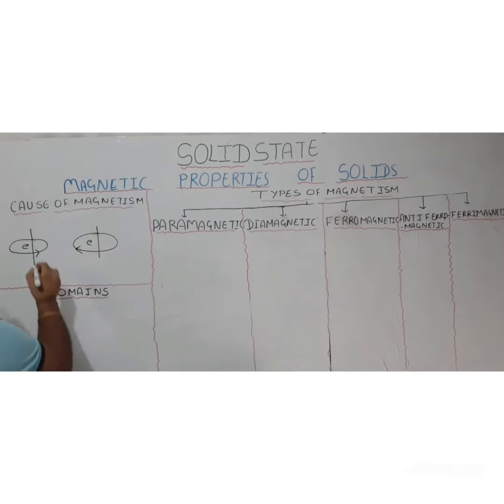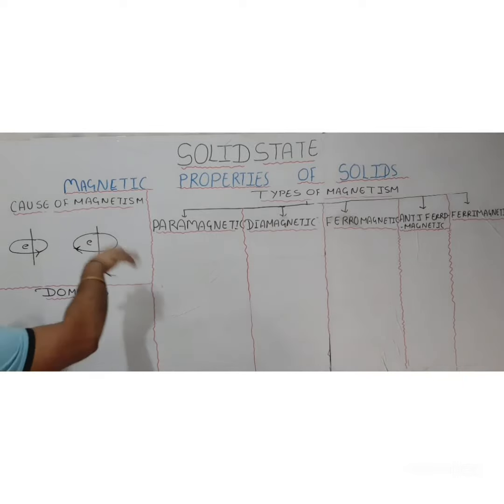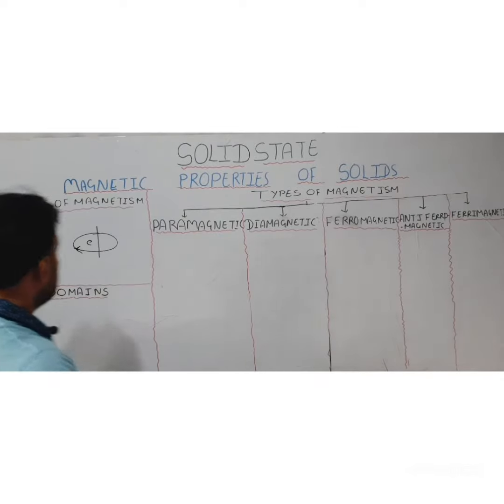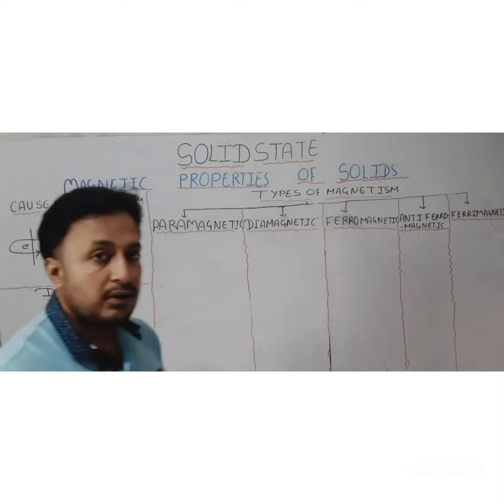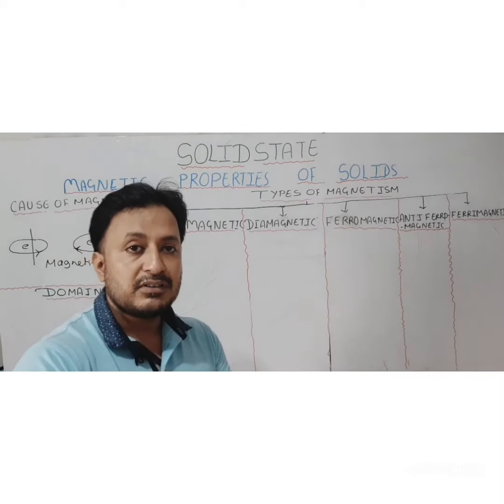Because of this movement of the electrons on their own axis and around the nucleus of an atom, they generate an electric field. Just like an electric current, they create a loop, and because of this loop they generate a magnetic dipole. So because of this movement of the electron, a magnetic dipole moment is created around the electrons. Each electron will exert magnetic properties in the solid.